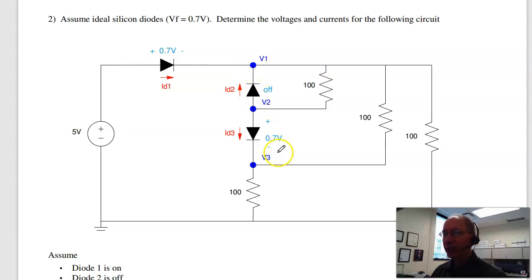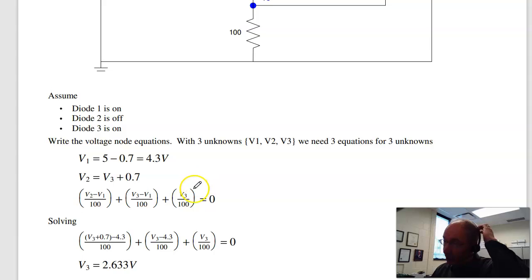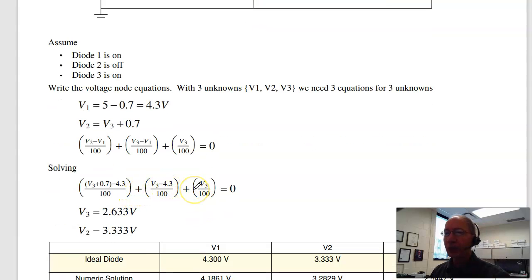If I assume that, then V3 is unknown. V2 is V3 plus 0.7. And V1 is 5 minus 0.7, 4.3 volts. So I really just have one unknown, V3. If I do that, I can set up one equation, one unknown, solve for V3, and I get V3 is 2.633 volts, V2 is 3.333 volts.